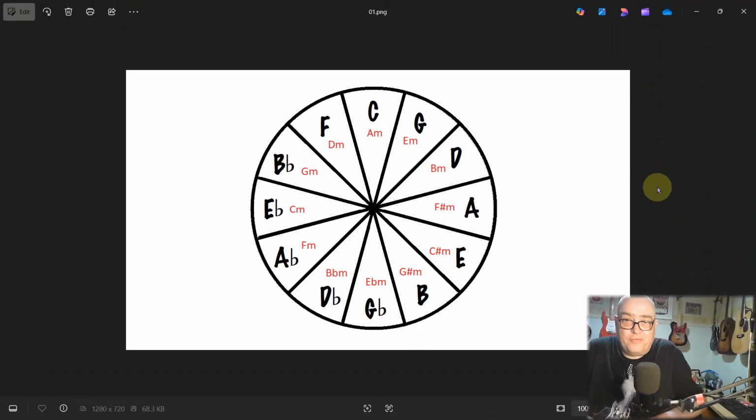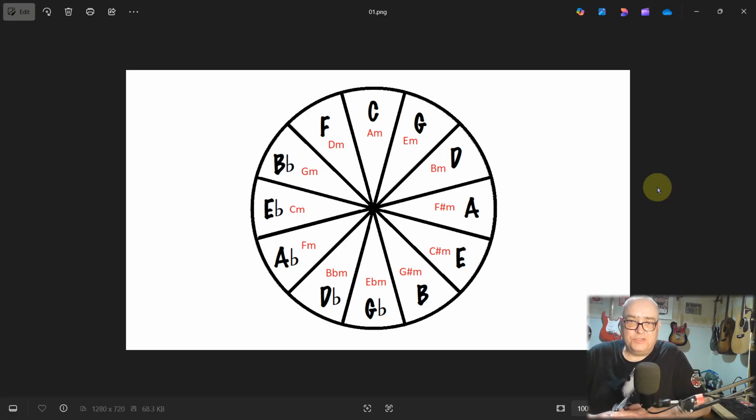Right, so what we've got here is our old friend, the circle of fifths. When I did a video about this a few weeks ago, I said it's one of the things that crops up in many different situations. Its main use is to show you how closely or distantly related any two musical entities are. If you're not sure about the circle of fifths, let's ignore the smaller writing in red and look at the larger letters.